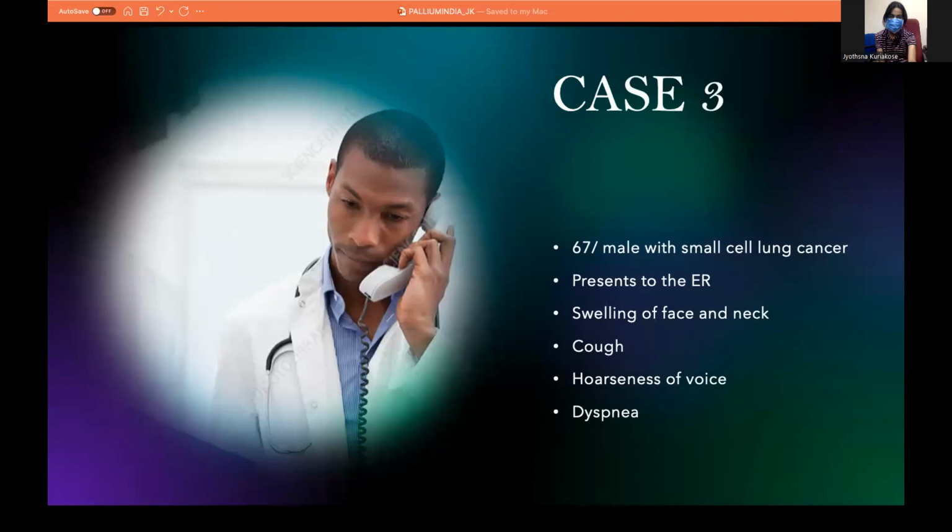So we'll just cover the last emergency that we have to deal with today. This is a 67-year-old male with small cell lung cancer. He is presenting to the ER with complaints of swelling of face and neck, cough, hoarseness of voice, and dyspnea. So this is a very straightforward case.